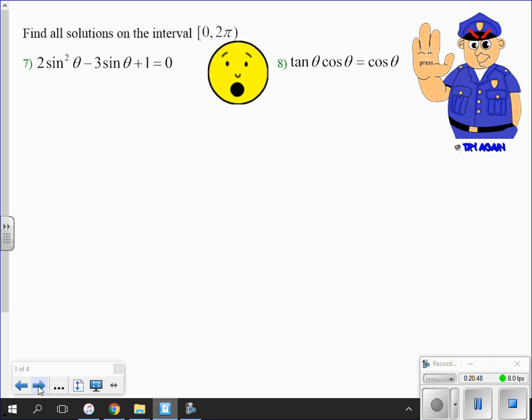Find all solutions on the interval from 0 to 2 pi. Is 0 considered a possible solution? Yes, because it's included. Remember, brackets means the answer is included. Is 2 pi a possible solution? No, because parentheses means that it is up to but not including that point. Remember your interval notation.